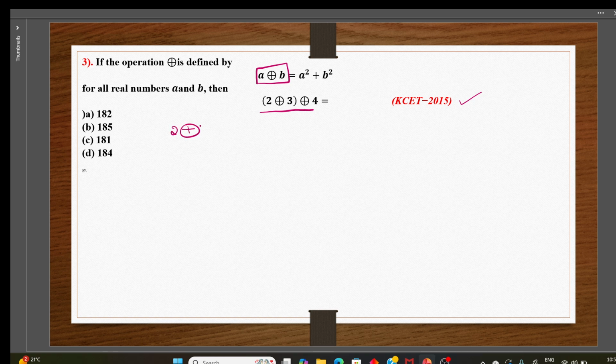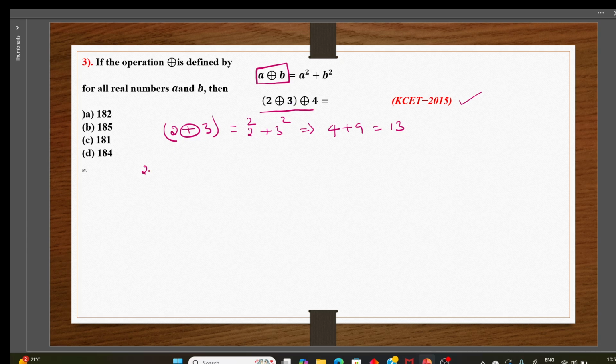Let us consider 2 symbol 3, simplify this. Substituting this, 2 symbol 3 is equal to 2 square plus 3 square. 2 square plus 3 square means here we get 4 plus 9, 4 plus 9 means 13. Okay, this value we get 13.